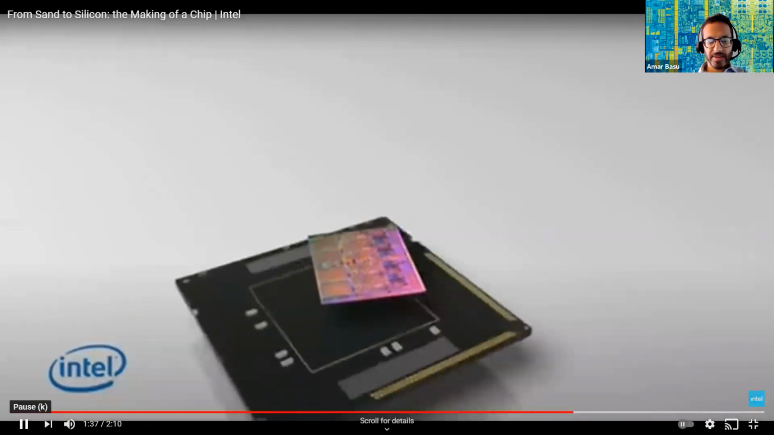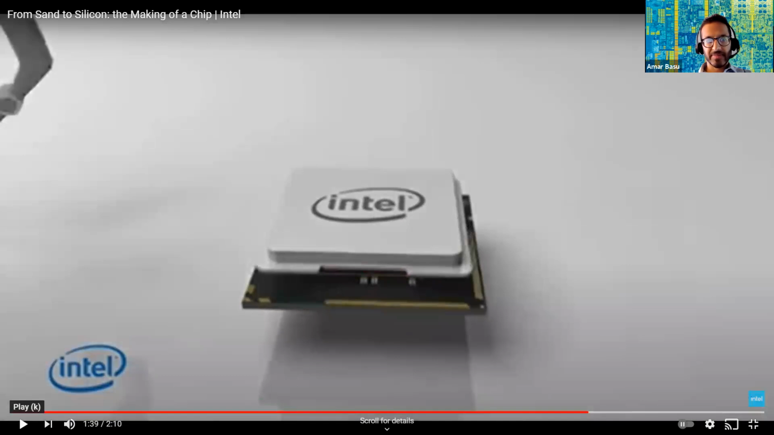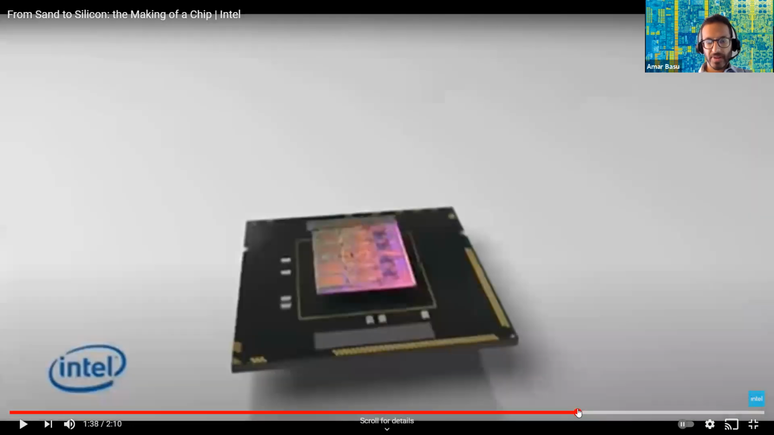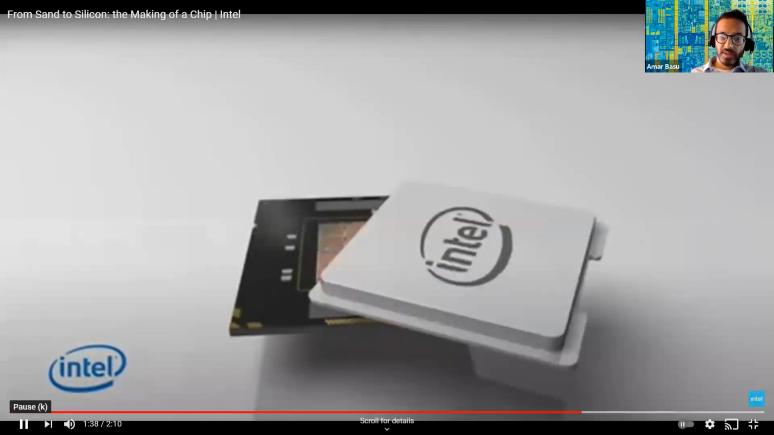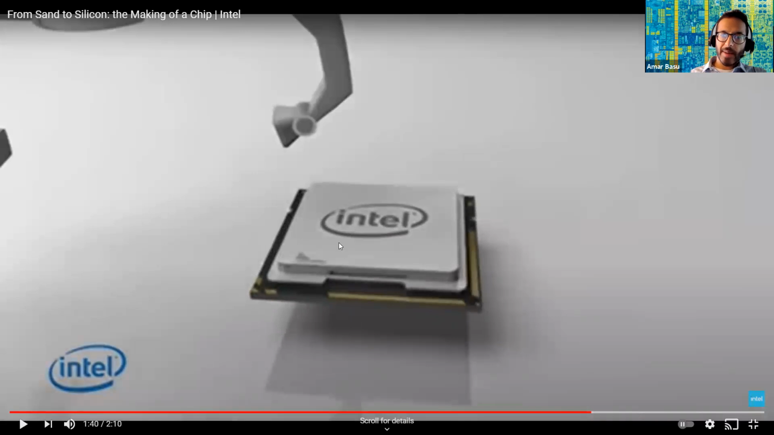Now the microprocessor then undergoes a battery of tests. I might show this at the end here, but after it's connected down, that chip has 10 billion transistors on it. So you have to do some kind of testing to make sure that those 10 billion transistors are working together as they should. This is coming in, it's putting this metal cap on it.